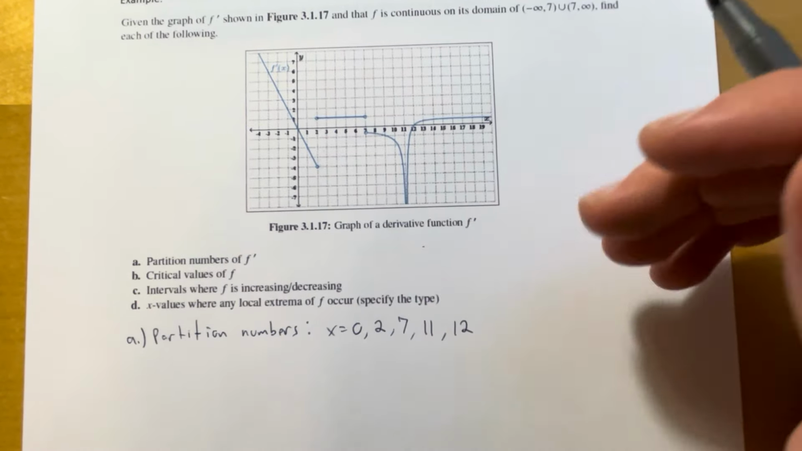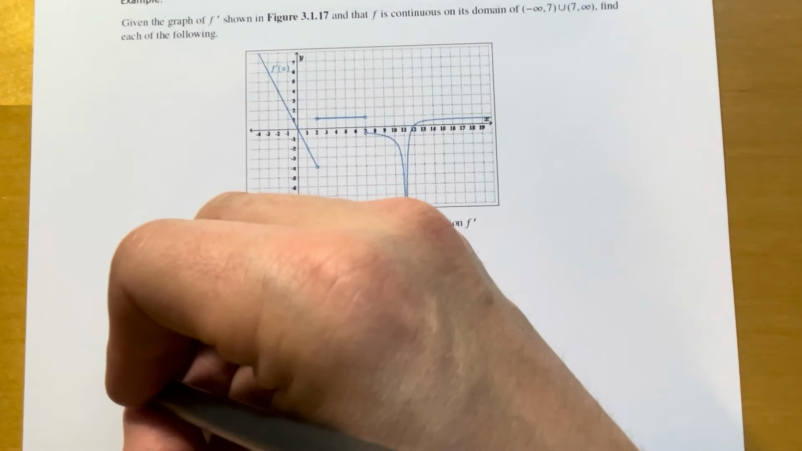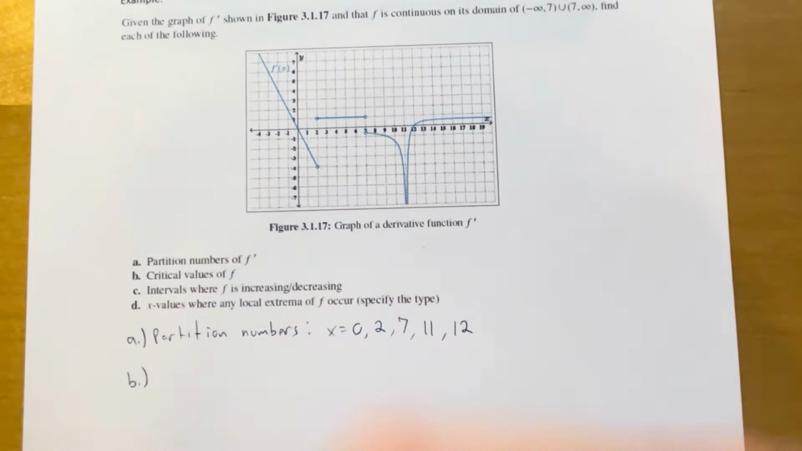So 5 partition numbers, okay? Now, of these partition numbers, we will try to get some critical values, okay?